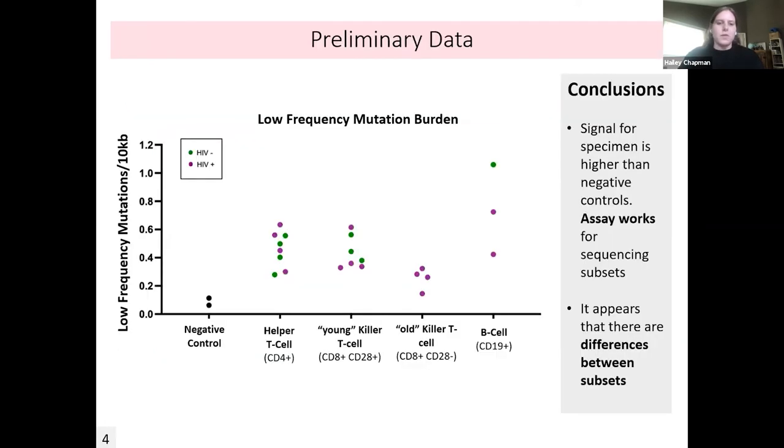So this graph is showing low frequency mutation burden per 10 kb for the different cell subsets. All of the specimens are higher than the negative control, which shows us that the signal is real and that the assay works for these subsets. It appears that there are differences between the mutation burdens in the different subsets, and I am very excited to see which trends continue when we add nearly 300 specimens to this analysis. Thank you.